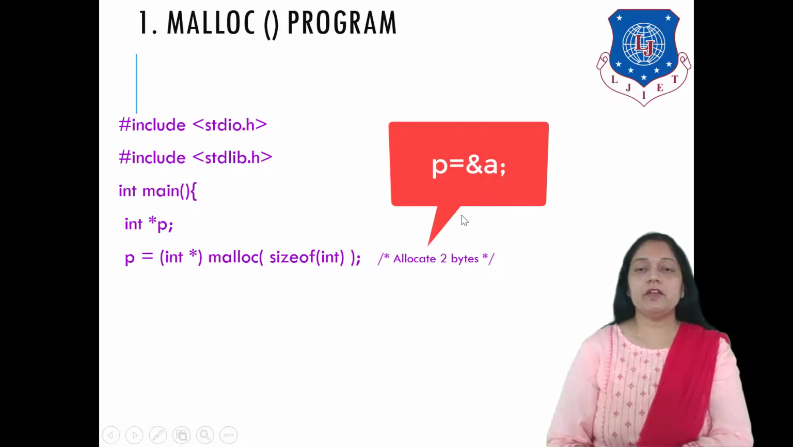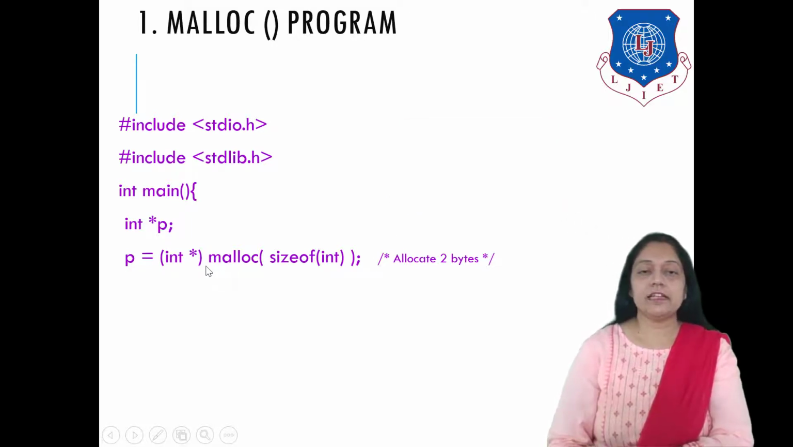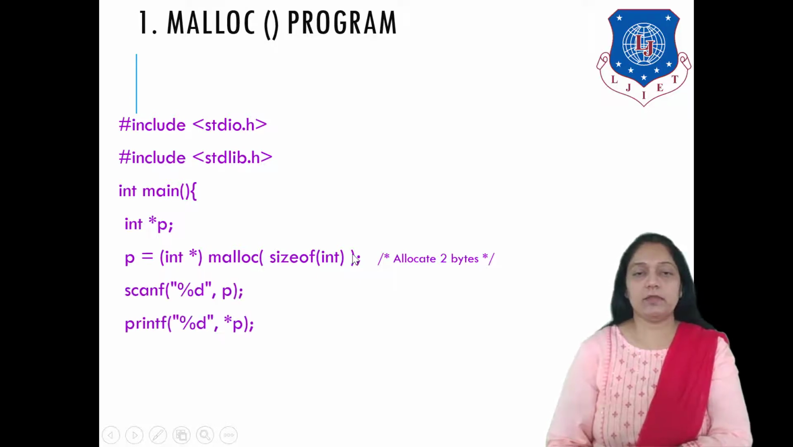Previously we were using P equal to ampersand A or ampersand B. We were giving the address of another variable inside P, but that was static memory allocation. This is runtime memory allocation using malloc. At this memory location, I want to store some values. So I'll use scanf with %d, and I'll pass the address, so I'm passing the address using P. Whatever memory has been reserved, that address is stored in P, and that P I'm writing in my scanf function.